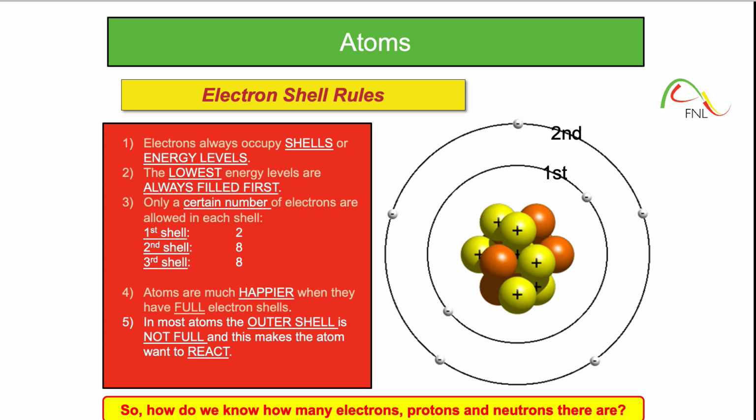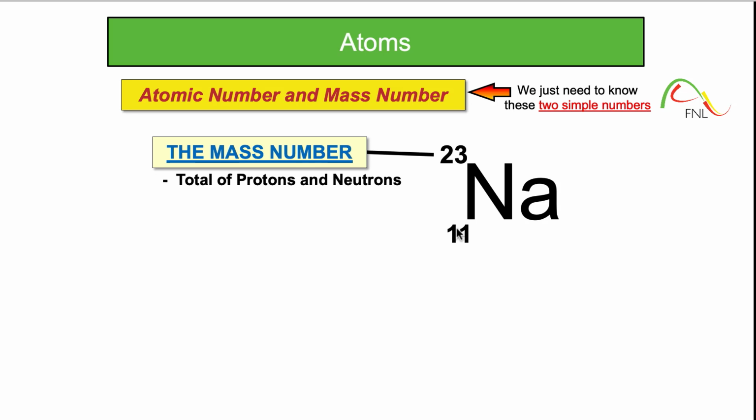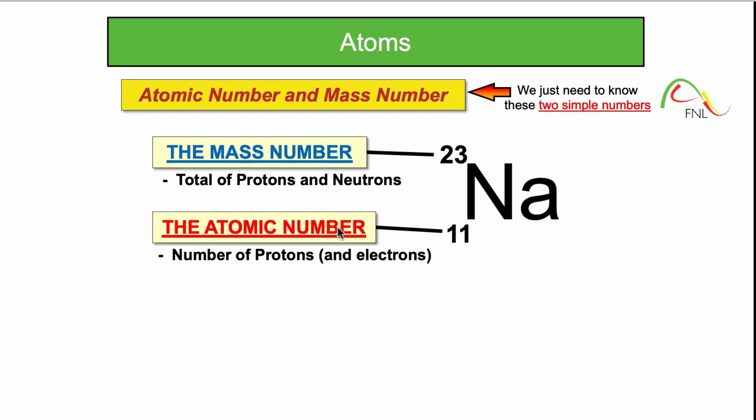So, how do we know how many electrons, protons and neutrons there are? For that we need a little bit of information. We need to know about the atomic number and the mass number. These are the two numbers we need to know, and we can find these, if we're never quite sure, in our periodic table. Here we have the symbol for sodium, and it's got two numbers, 23 and 11. Now 23 here refers to the mass number, and this is the total number of protons and neutrons, whereas 11 refers to the atomic number.